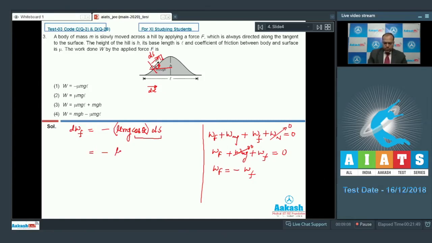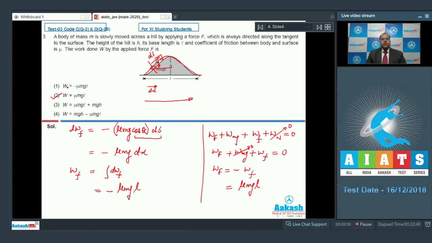So minus mu mg into dx. As the block moves along this path, the work done by friction is equal to the integration of dWf, which is equal to minus mu mg into dx. Its integration gives the length, so multiplied by L. So I can say that the work done by applied force is equal to mu mg into L. So option 2 is the correct answer. The correct answer for question number 3 is option 2.